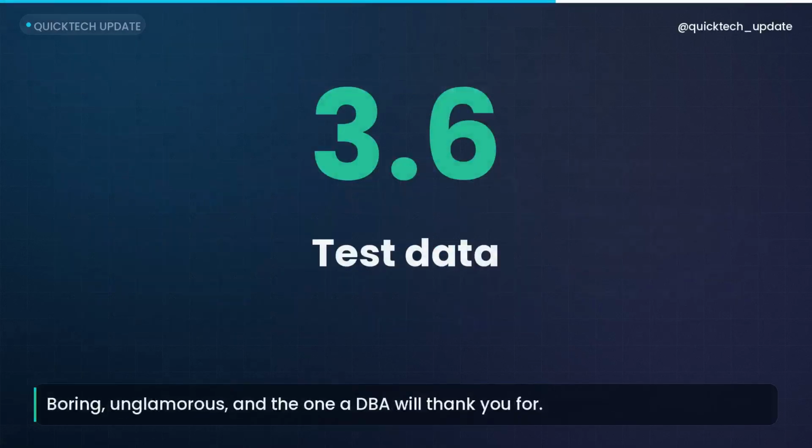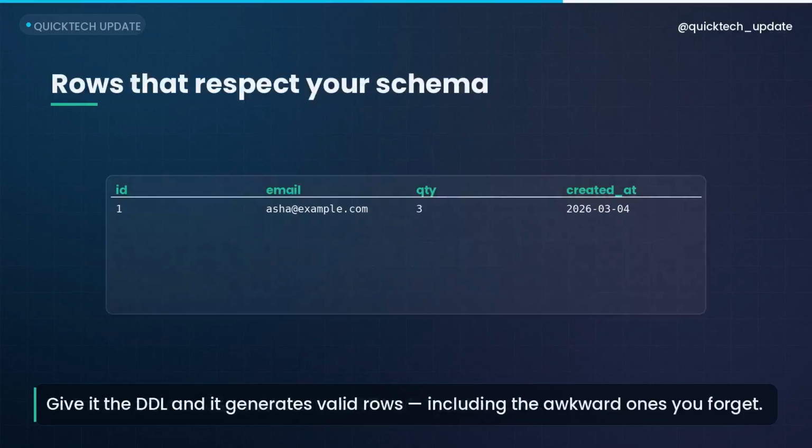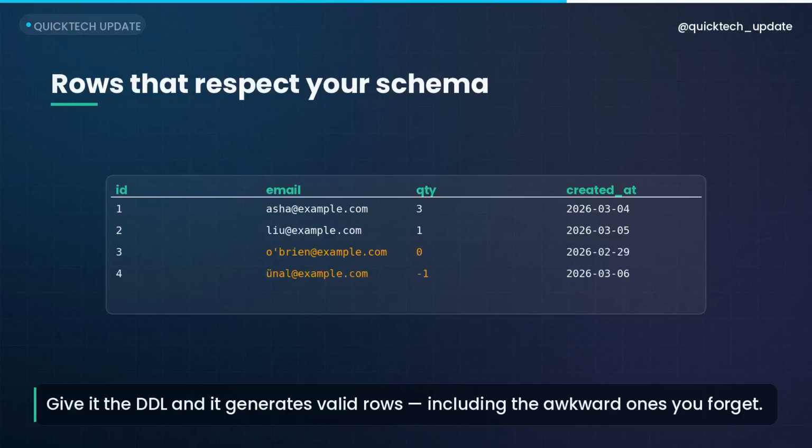Deep Dive 6: Test Data. Boring, unglamorous, and the one your DBA will thank you for. Give the model your schema definition, and it generates rows that actually satisfy your types, your constraints, and your foreign keys. Valid data that loads. But the real trick is asking explicitly for the awkward rows: an apostrophe in a surname, a quantity of 0, a leap day, a negative number, a Unicode name.